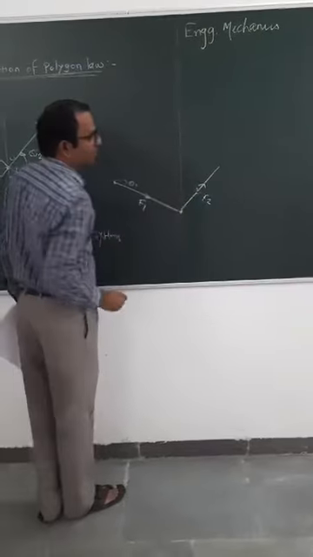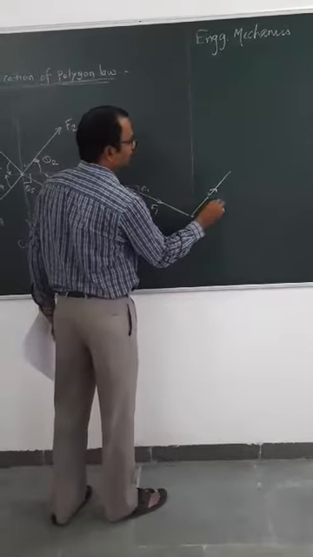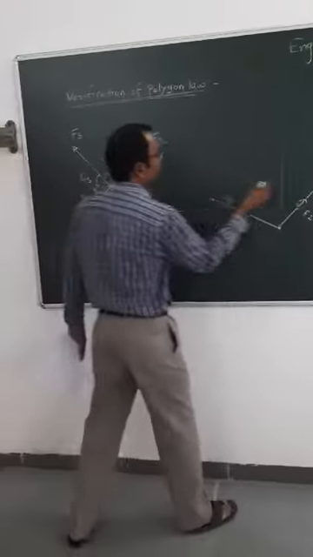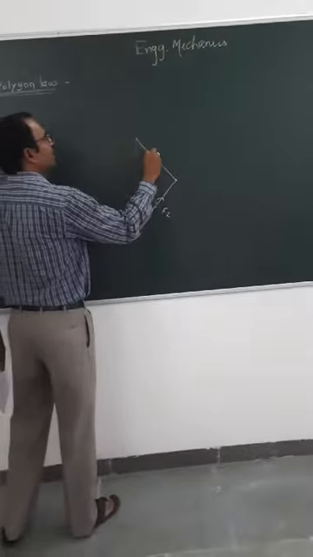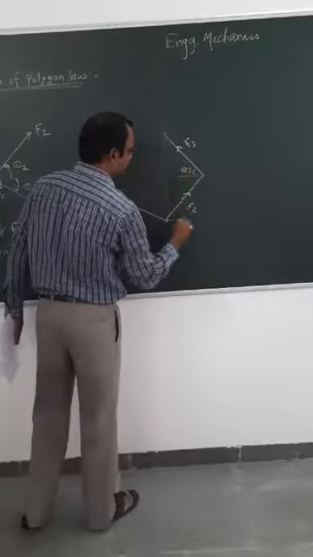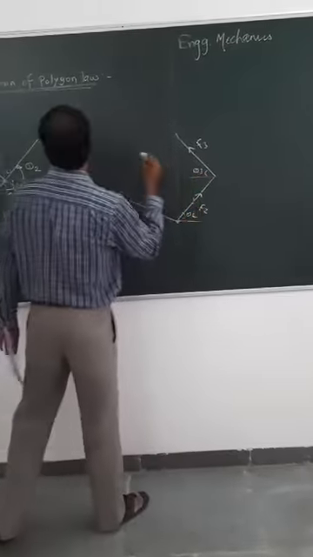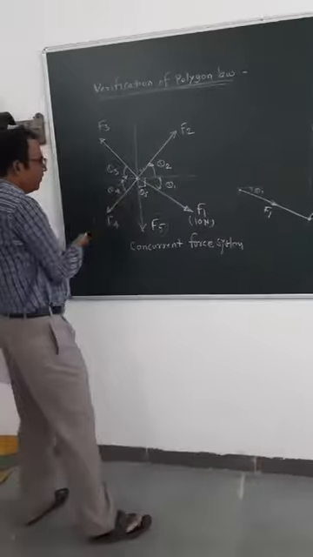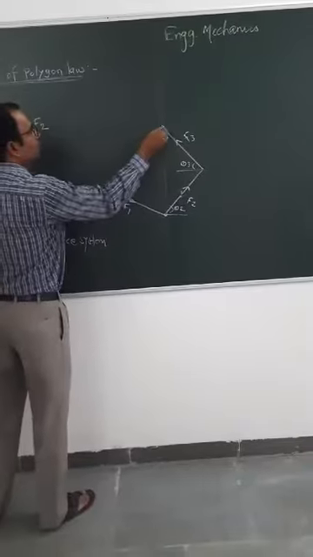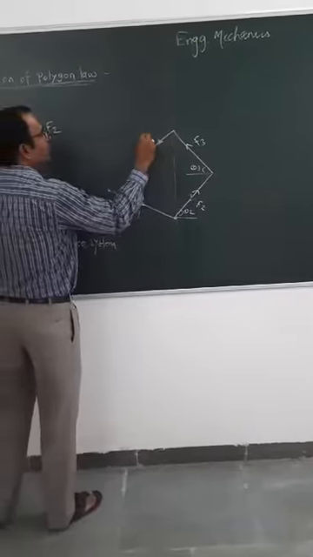Now the arrow is in the forward direction. This is F2. Again by taking scale. Now this is F3. So this is F3. Okay, so this angle will be theta 3 here. This angle will be theta 2 here. This is F3. Now this one is F4, in the fourth quadrant. So this is F4 in the fourth quadrant.